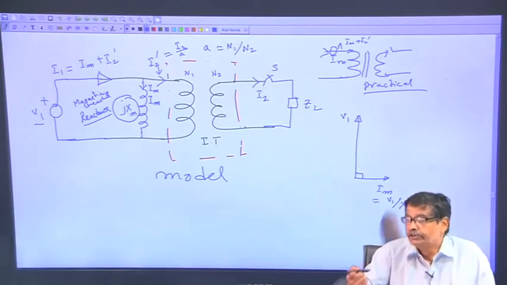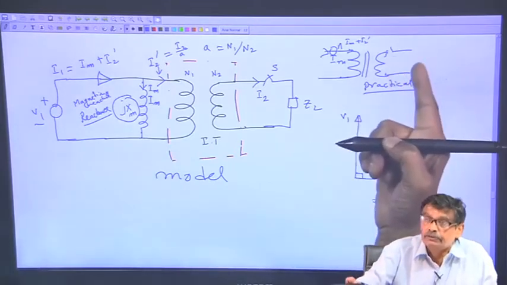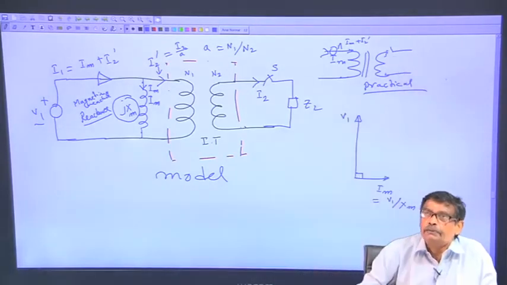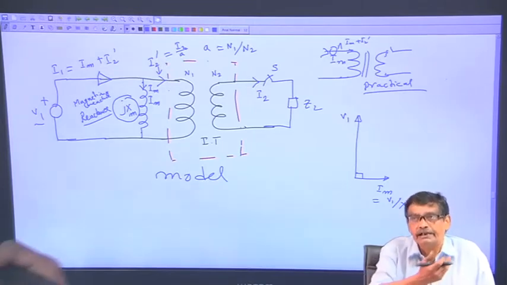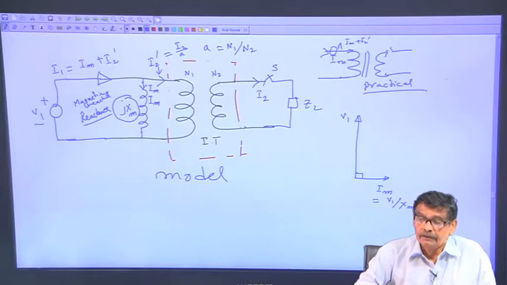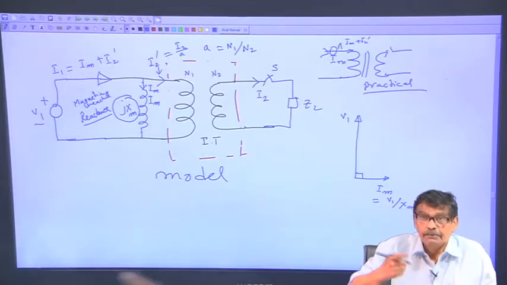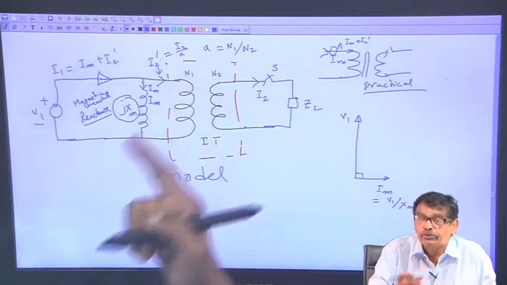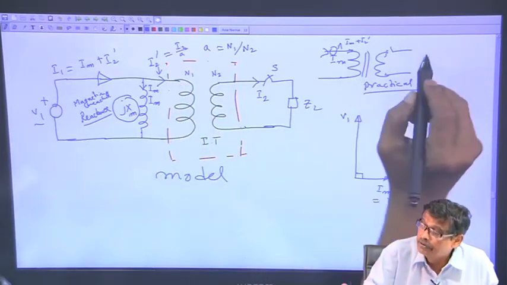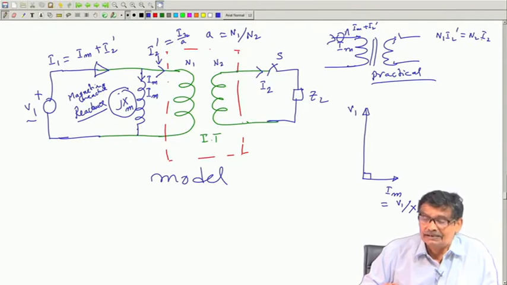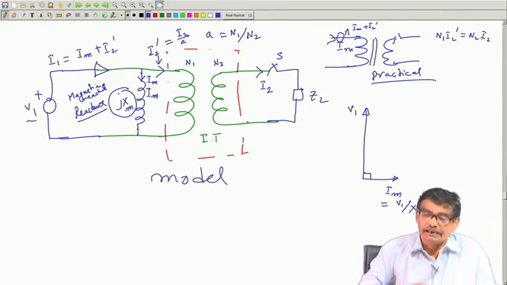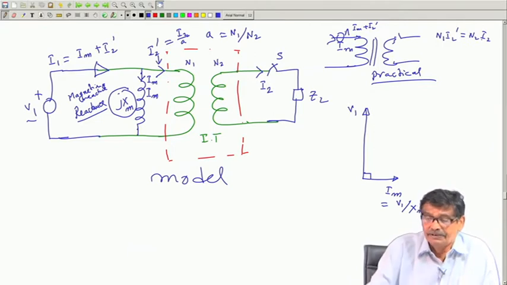But if you are trying to disturb the secondary, if you are trying to pass some current through the secondary, primary cannot be a mere spectator to this happening. It will react immediately by drawing an extra current I 2 dashed, and that I 2 dashed cannot be of any magnitude, it has to be I 2 by A. So, that N 1 I 2 dashed becomes equal to N 2 I 2. So, that net MMF once again is N 1 I m, and this is what we have discussed last class.